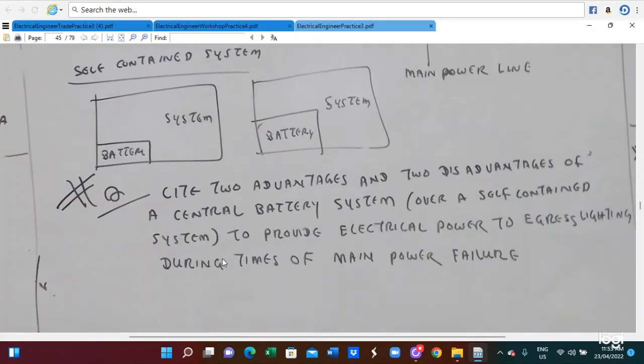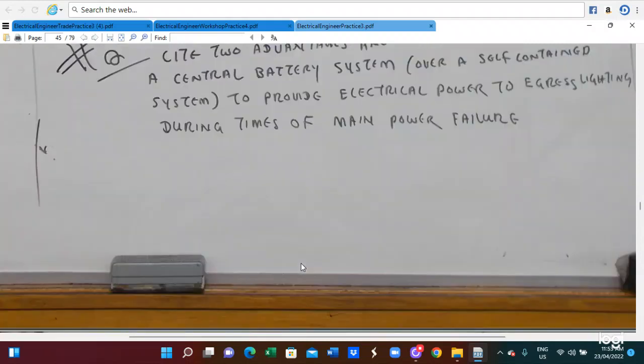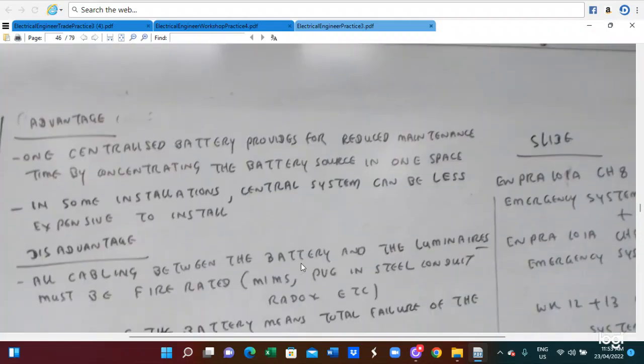Cite two advantages and two disadvantages of the central battery system over the self-contained system to provide electrical power to emergency lighting during the time of main power failure. The advantage is that a central battery provides reduced maintenance time, and by concentrating the battery source in one space, in some installations a central system can be less expensive to install.